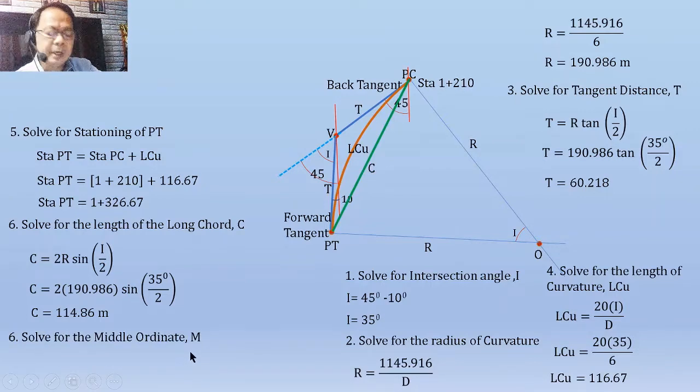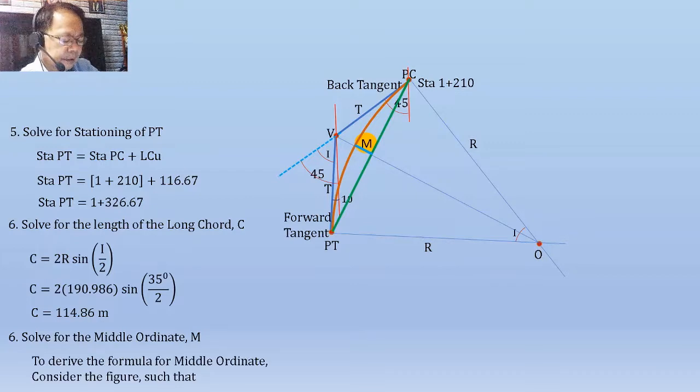Now after we have solved for the value of C, we can solve for the middle ordinate. And what is this middle ordinate? That is the line between the long chord and the curvature measured along the line joining O and V, the vertex of the curvature. And so this is our middle ordinate as you would see here in the illustration, this line from this point up to that point. And how do we solve for that middle ordinate? If we consider this figure, the intersection of the line joining the vertex and the O is given by the point F.